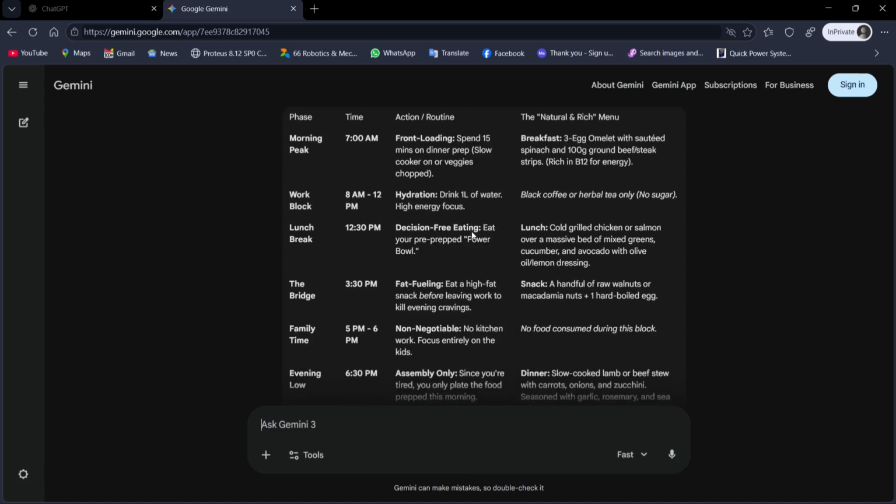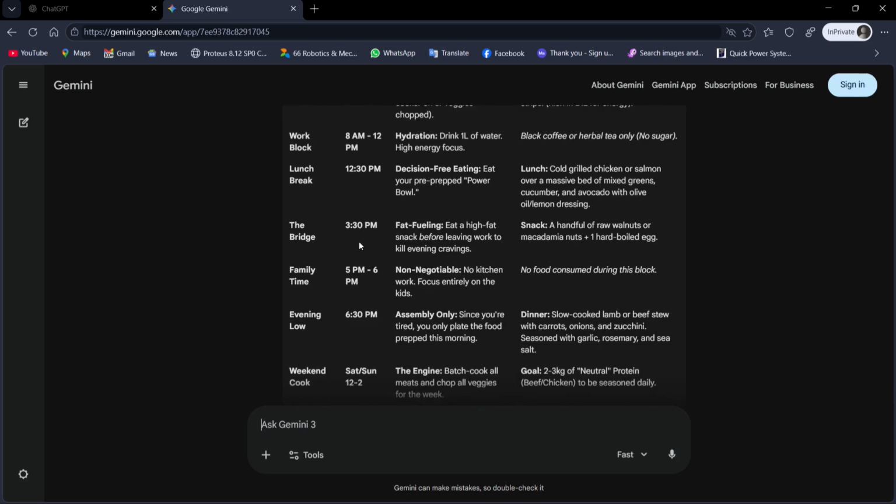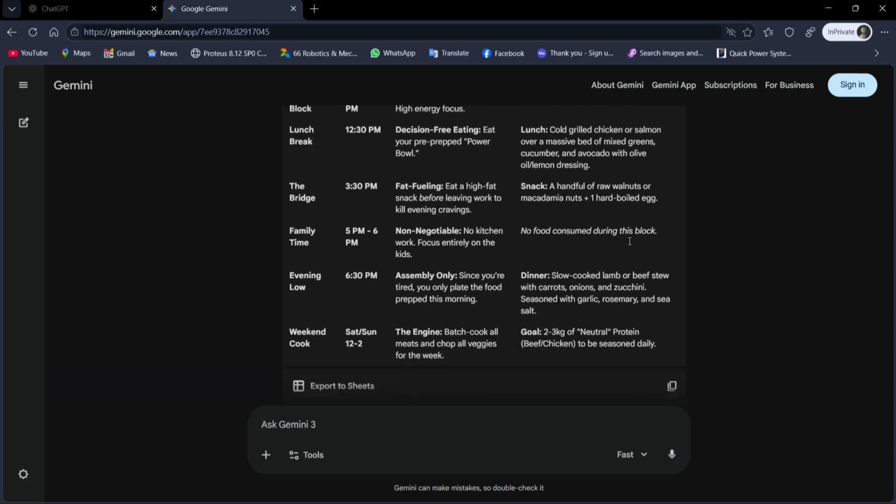Lunch or break: decision free eating. Eat your pre-prepped power bowl. So it's saying before going to work, you should prepare something for work. Lunch: cold grilled chicken or salmon over a massive bed of mixed greens, cucumbers, and avocados with olive oil and lemon dressing. Then we have the bridge, 3:30, fat fuel: eat a high fat snack before leaving work to kill evening cravings. A handful of raw walnuts or macadamia nuts plus 1 hard boiled egg.